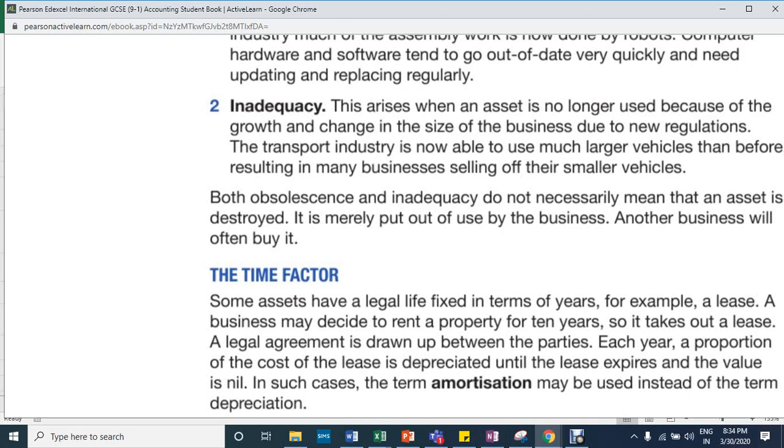Inadequacy. This arises when an asset is no longer used because of the growth and change in the size of business due to new regulations. The transport industry is now able to use much larger vehicles than before, resulting in many businesses selling off their smaller vehicles.